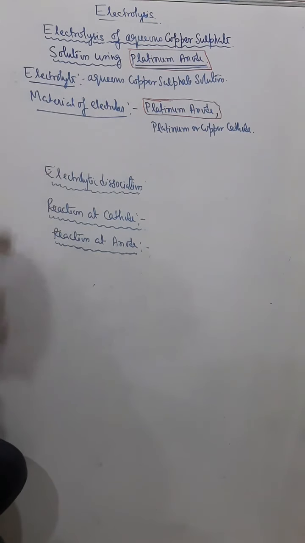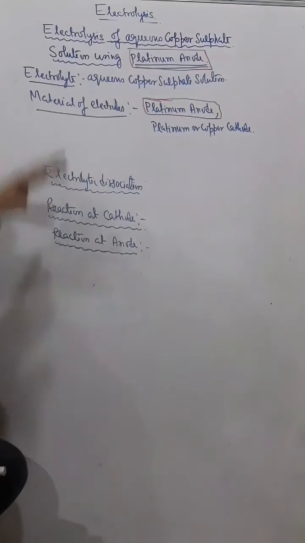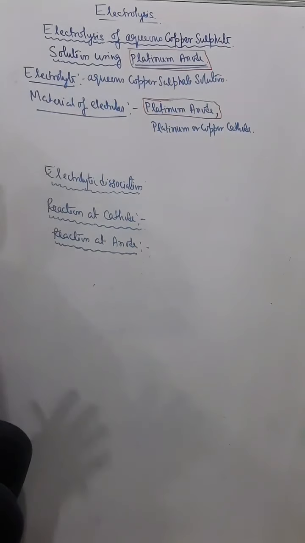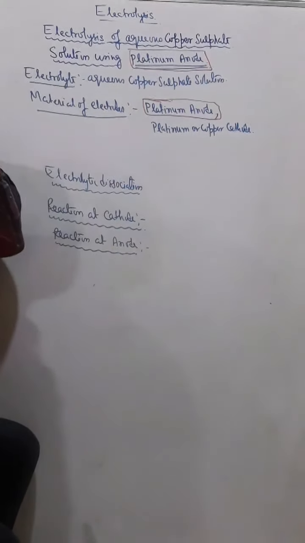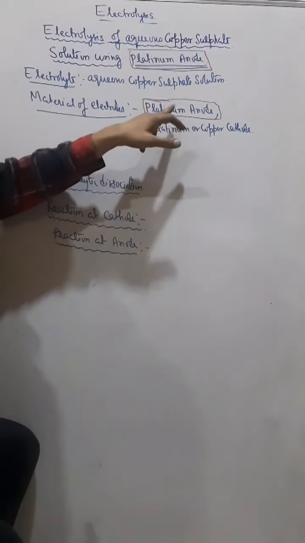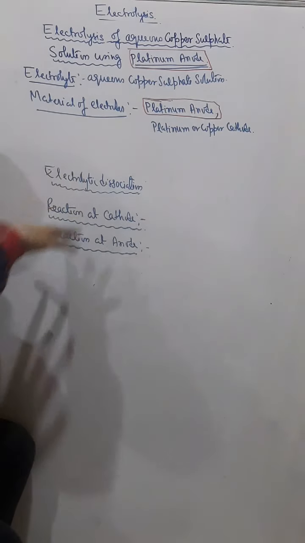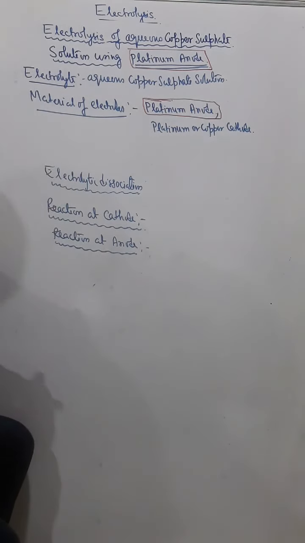So here as an electrolyte we are taking aqueous copper sulfate solution. Material of electrodes, the platinum anode, so that means the anode is the main part here. So anode has to be platinum, and cathode can be either platinum or copper, because platinum is costly, so you can replace it with copper cathode also. But the main thing is that the anode should be platinum. In this case platinum means inert, so anode should be inert, therefore we use platinum here.